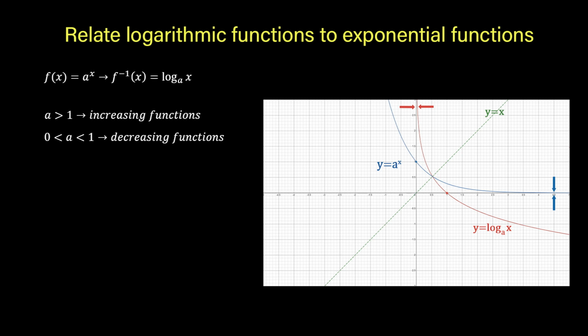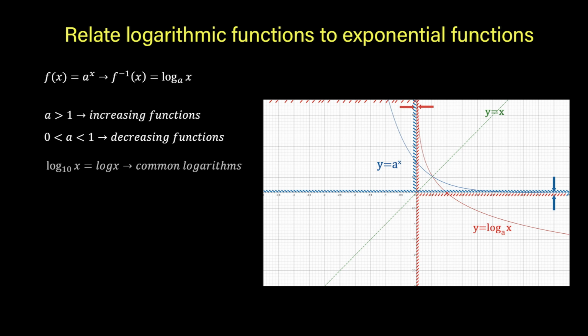The domain of the logarithmic function is the set of all real numbers where x is greater than 0, since the range of the exponential function is the set of all real numbers where y is greater than 0. The range of the logarithmic function is the set of all real numbers since the domain of the exponential function is the set of all real numbers. If there is no value of a in a logarithmic function log of x to the base a, the base is understood to be 10. Logarithms with base 10 are called common logarithms.